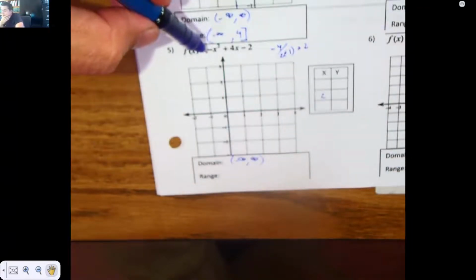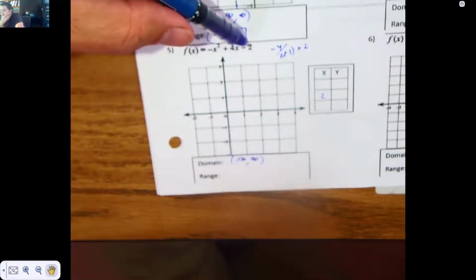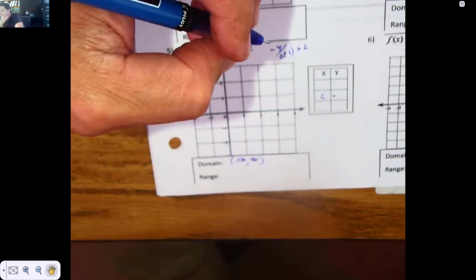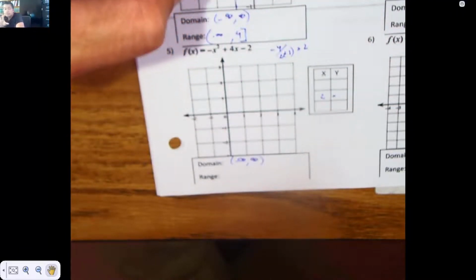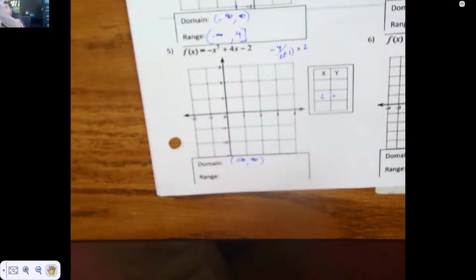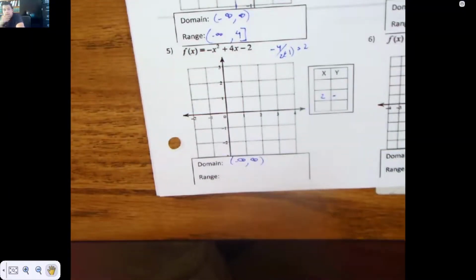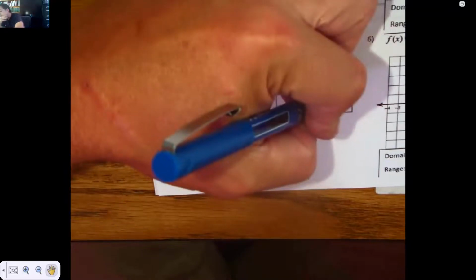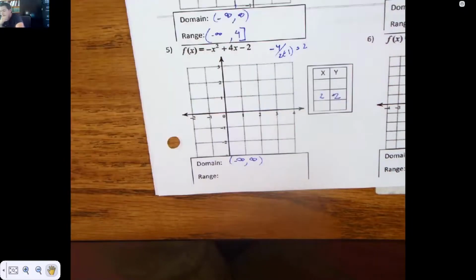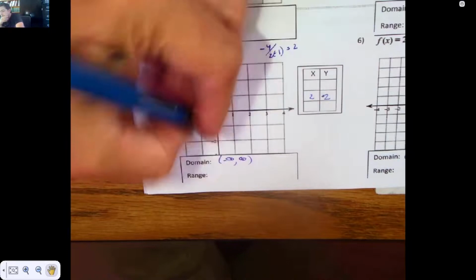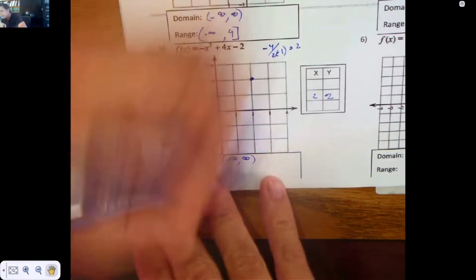If I plug a 2 in, this thing is exactly like the last one with a different number, isn't it? It's going to spit back a... I'm thinking something else. But it is exactly like the last one with the exception on the end. If I plug in a 2, I'm going to have negative 4 plus 8, which is 4, take away 2, which is 2. So 2, 2 exists. Line of symmetry.